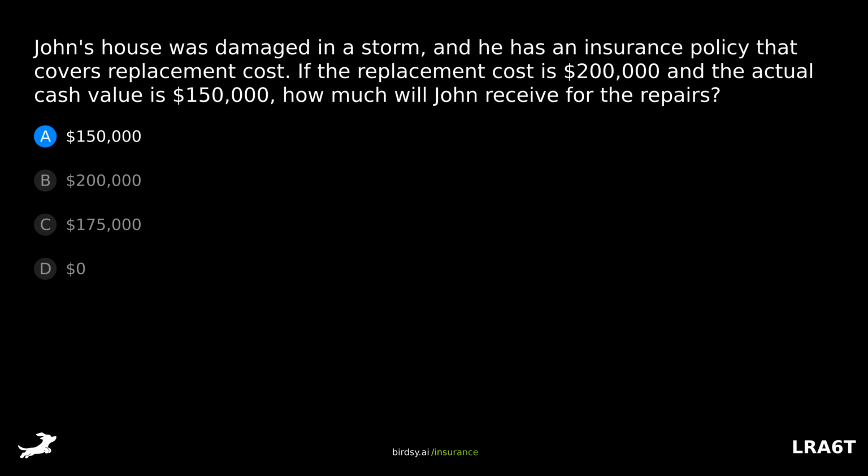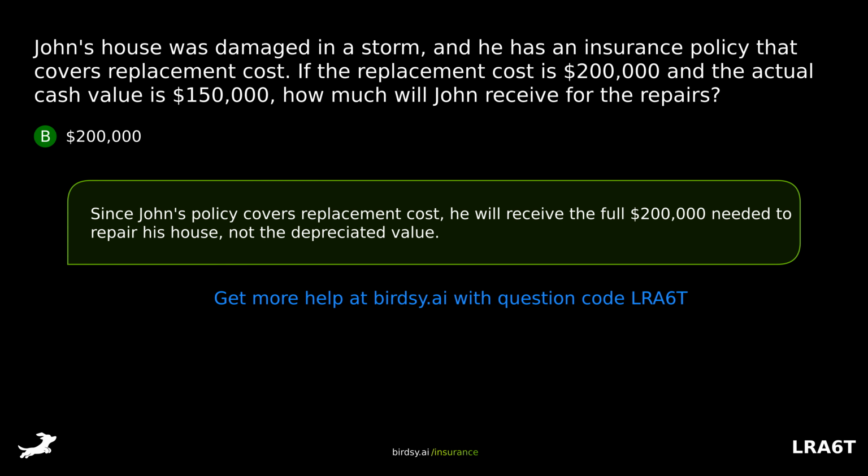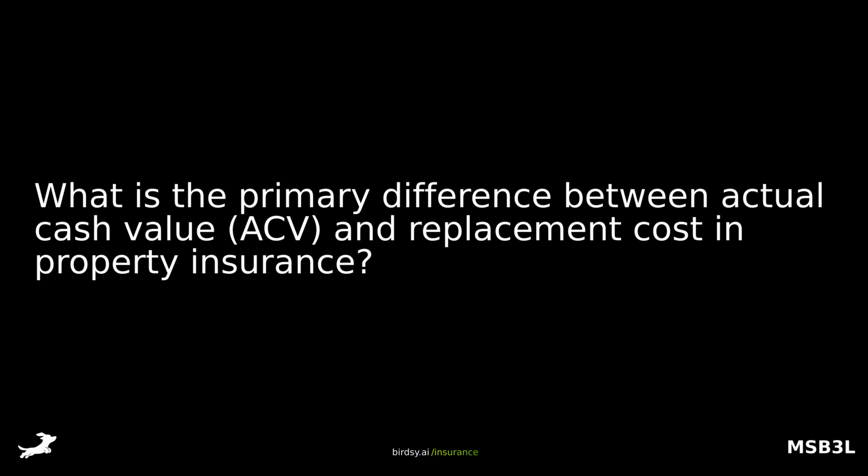$150,000, B. $200,000, C. $175,000, or D. $0? The answer is B. $200,000. Since John's policy covers replacement cost, he will receive the full $200,000 needed to repair his house, not the depreciated value. What is the primary difference between actual cash value and replacement cost in property insurance?